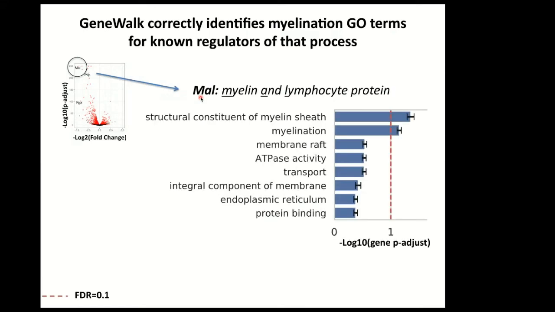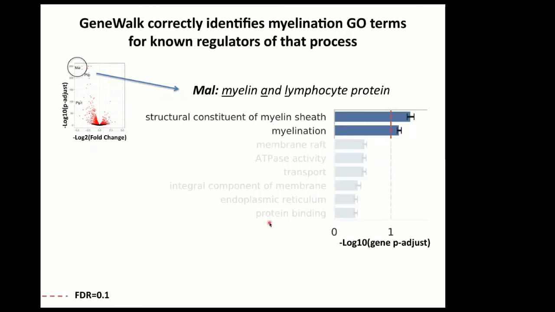So we looked at this transcriptional data, the RNA-seq, and when we did differential expression, one of the strongest downregulated genes is MAL, which stands for myelin and lymphocyte protein. And this gene has really been characterized to be involved in myelination. And what does GeneWalk predict? Indeed, the structural constituents of myelin sheath and myelination are top ranked, while the other terms are not significant. So at least for this gene, it is correctly predicting what the function of that gene is in this particular experiment.